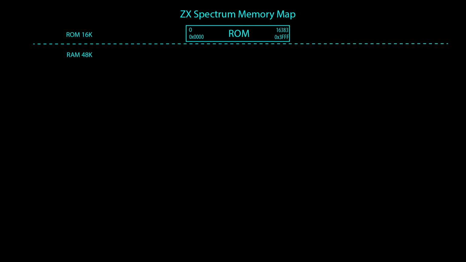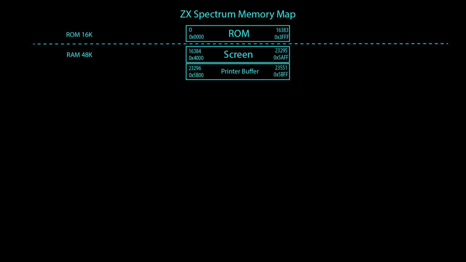However, not all of that 48K is available for us to use. The first 6,912 bytes is where the contents of the screen are stored, and we'll be taking a closer look at that in the next episode. Then there are 256 bytes, which are used as a printer buffer if you're using the ZX printer. This is followed by 182 bytes of system variables. These system variables are various bits of data that the operating system uses to keep track of operations. We'll be taking a closer look at one of these shortly.